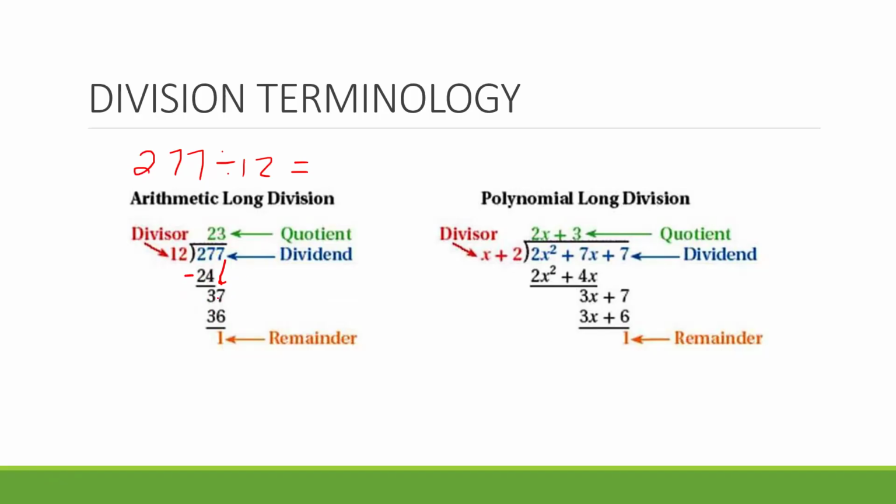Now you start all over again. Can 12 go into 37? Yes, 12 can go into 37. How many times does 12 go into 37? 3 times, right? And then we would multiply 12 times 3, and 12 times 3 is 36. And then we subtract, right? And then we got down to 1. Well, 12 can't go into 1, and there's nothing else to bring down.